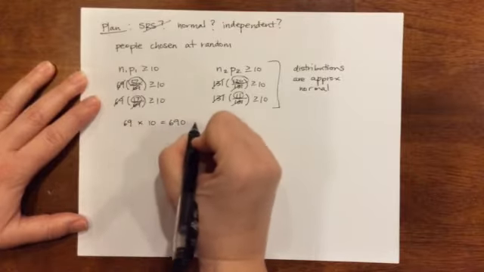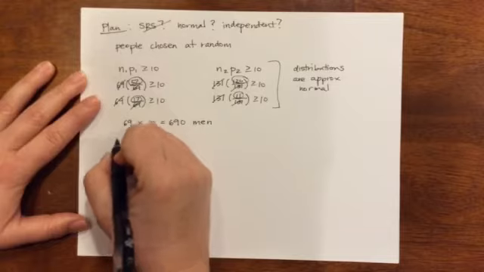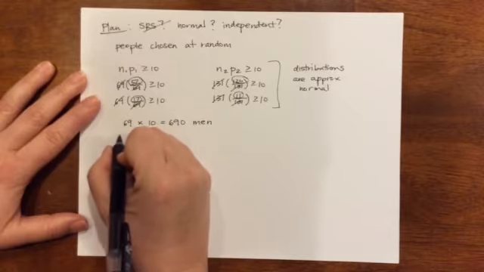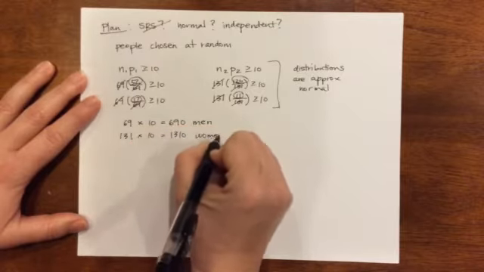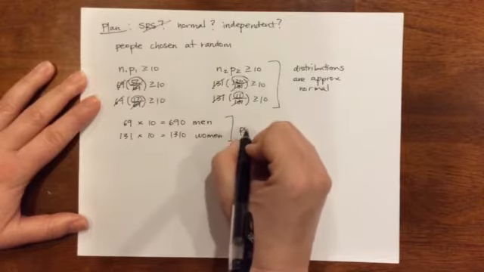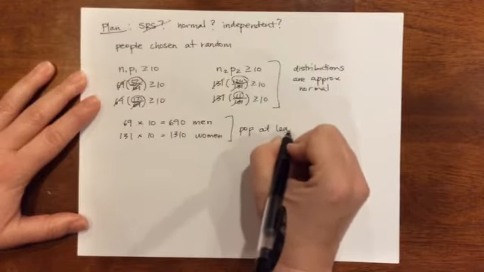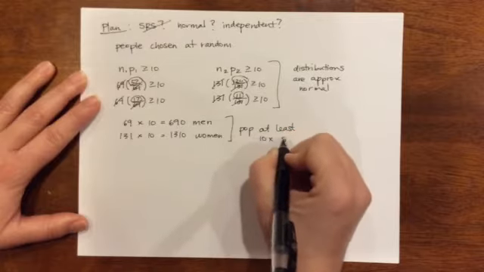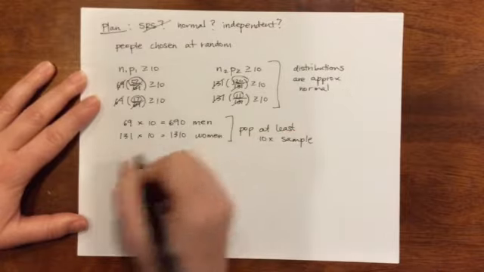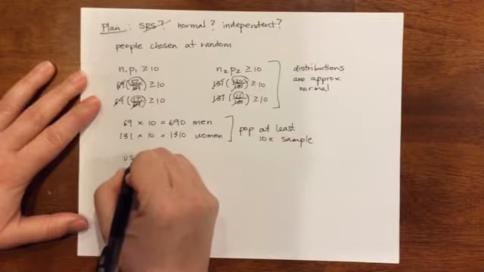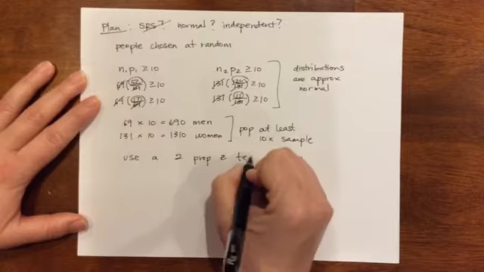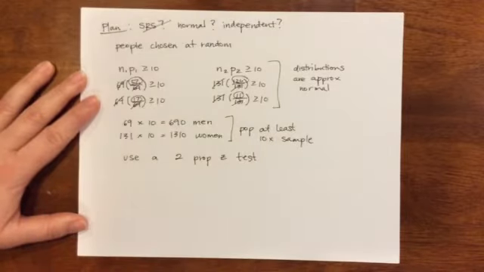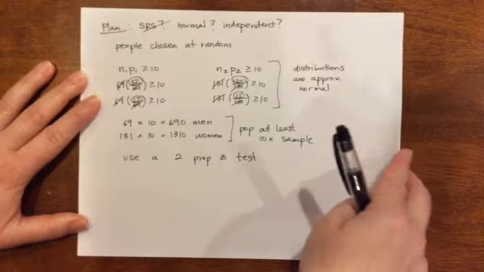So we're looking to see that there are 690 men out there in the world that get mail, and then 131 times 10 is 1,310 females that would get mail, and I'm positive that that works. So population at least 10 times the sample. So our plan here is to use a 2 proportion z-test. All right. So let's do that 2 proportion z-test.